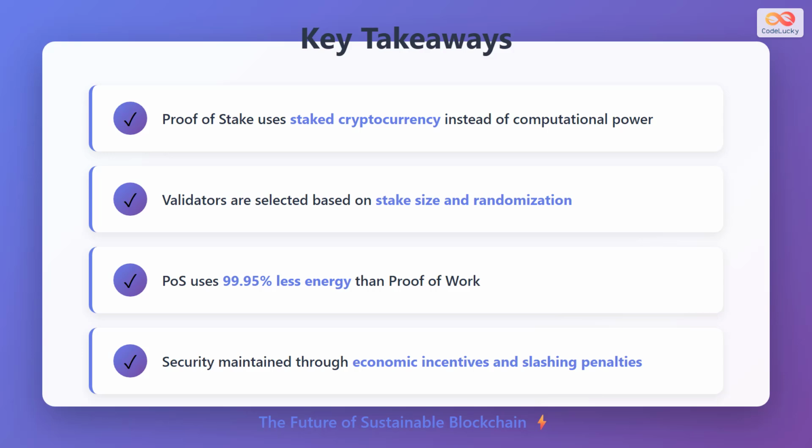Let's review the key points about proof of stake. First, it uses staked cryptocurrency instead of computational power to secure the network. Second, validators are selected based on stake size and randomization, ensuring fair participation. Third, proof of stake uses 99.95% less energy than proof of work, making it environmentally sustainable. Finally, security is maintained through economic incentives and slashing penalties that discourage malicious behavior. Proof of stake represents the future of sustainable blockchain technology, offering a viable path forward as blockchain adoption grows.